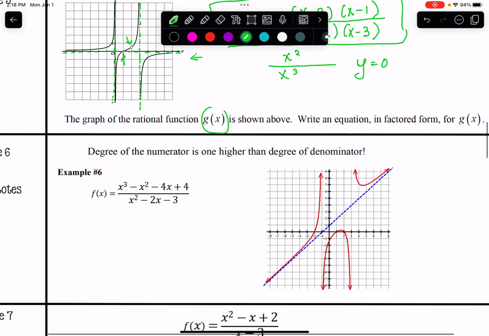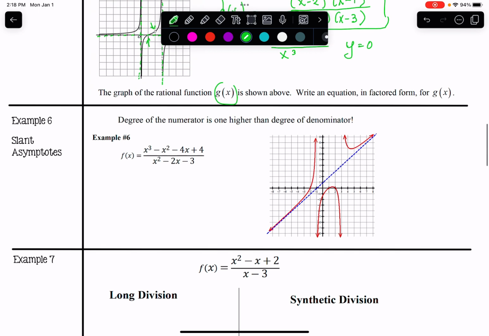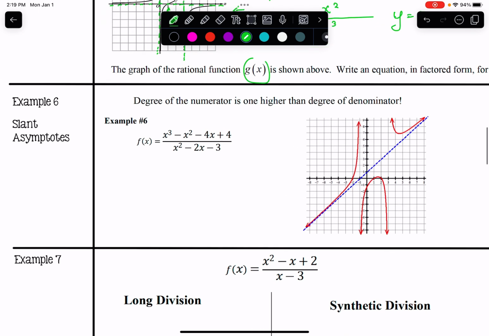All right, we're going to switch a little bit and talk about slant asymptotes. I don't know whether you've talked about these before or not, but it just means that you don't always have horizontal asymptotes. You could have none, or you could have a horizontal, or you could have a slant.